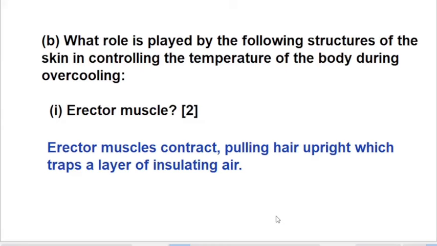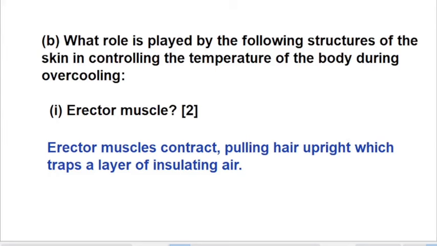So when you look at the skin, we have got hairs which are there. When it is cold or when it's overcooling, these hairs stand upright. Why? Because of the contraction of the erector muscles. When this happens, they trap a layer of insulating air. So this insulating air that they trap is the one that will prevent the body from losing heat when it is very cold. So we have answered this question.